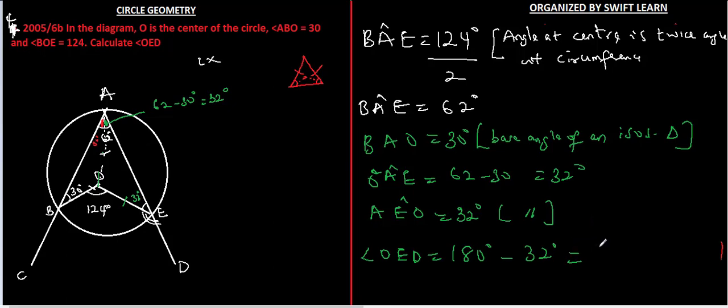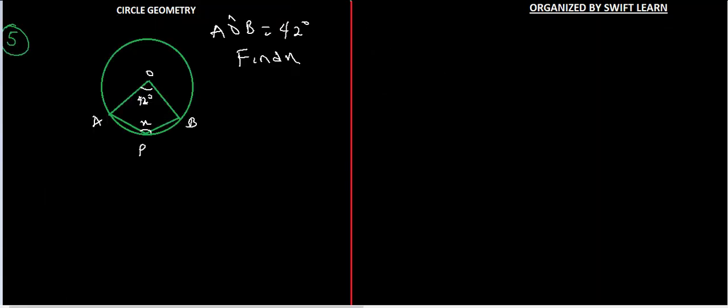Correct. That's what? 148 degrees. Do you see it now? So don't be scared by any question you see. Most of these questions are very easy. Just know the principles, apply them, and solve a lot of questions. As you can see, this is not a tangent. It does not pass through the circumference. So, alright, let's see the next question.